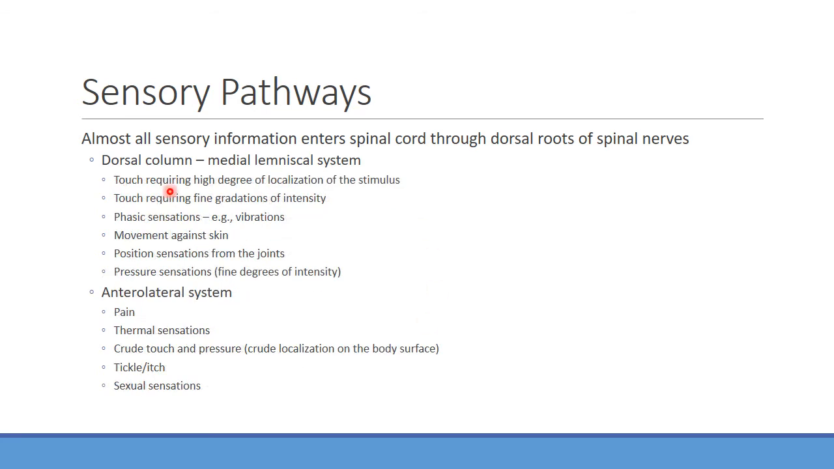So what that means is that with the dorsal column medial lemniscal system, we're getting touch with a high degree of localization. We want to know exactly where this touch is coming from. We need to know fine gradations in intensity, right? So if you're feeling slow vibrations or very fast vibrations, something like that. If you need to know about movement against the skin.